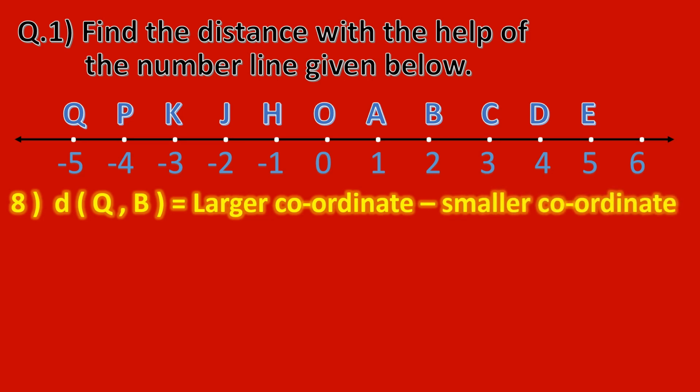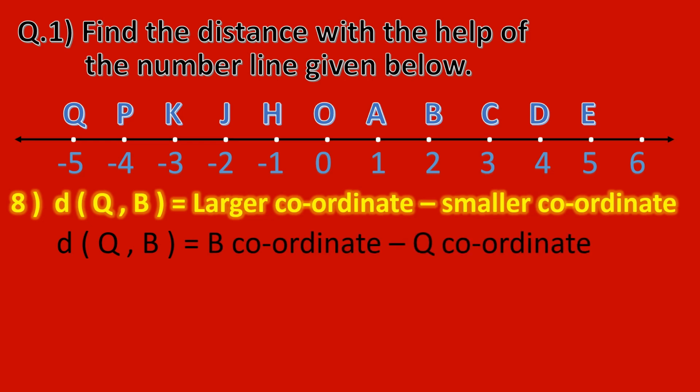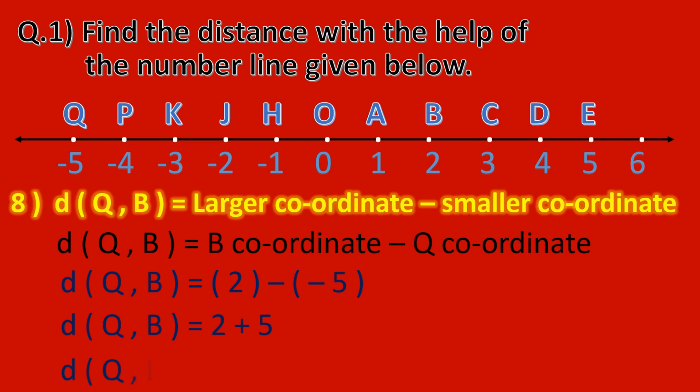Last question of question number 1, distance QB. B is positive and Q is negative. So B coordinate minus Q coordinate. Distance QB is equal to 2 minus of minus 5. Distance QB, 2 minus minus will become plus, therefore plus 5. 2 plus 5 is 7. Therefore distance QB is equal to 7.